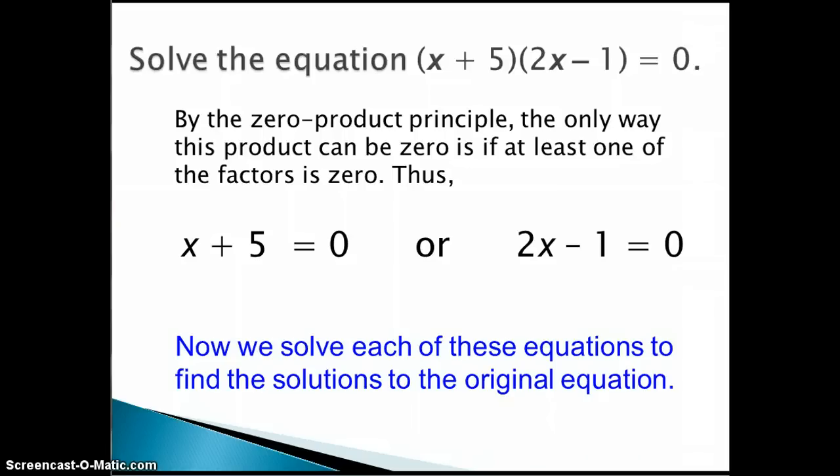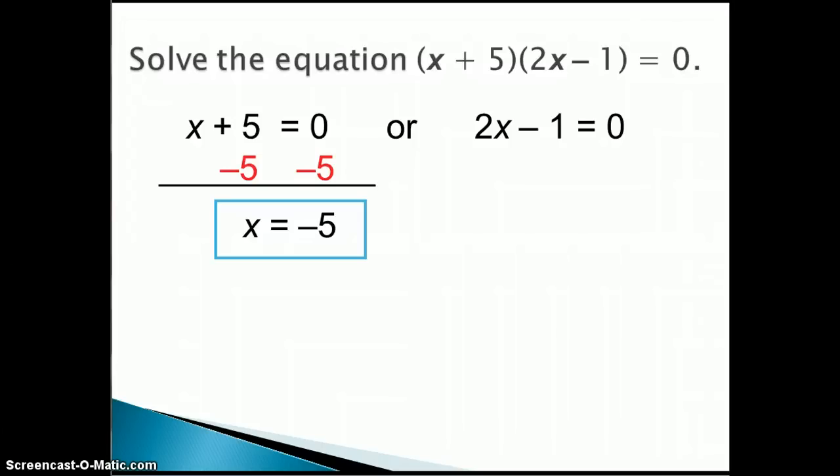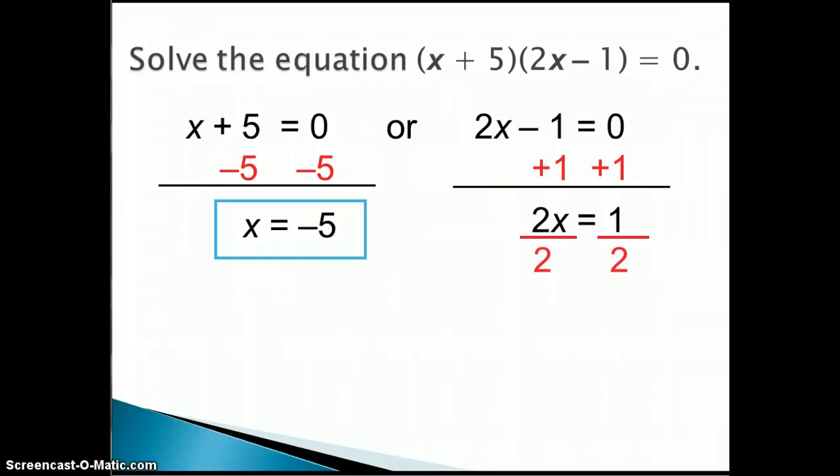So to find those x values, we just need to solve each of these equations to find the solutions to the original equation. So let's solve these two equations. To solve x plus 5 equals 0, we can subtract 5 from both sides to obtain a solution of x equals negative 5. And of course you might have been able to see what value of x would make that equal to 0 without actually doing the solving step, and that's okay too. For the next equation, to solve it, we'd have to add 1 to both sides, which would give us 2x equals 1. And then to finally get the x by itself, we'd have to divide both sides by 2, which will give us another solution of x equals 1/2.